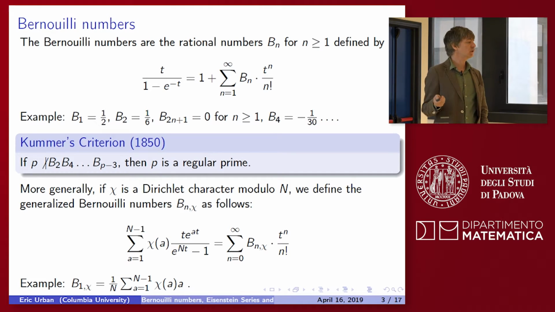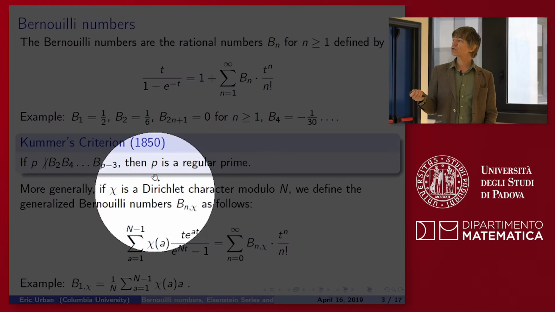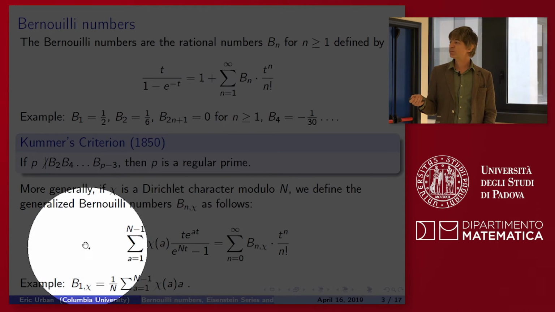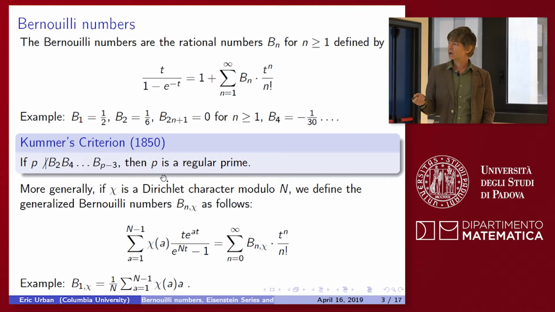It's still unknown if there are infinitely many regular primes. But on the other hand, it's a theorem that there are infinitely many irregular ones. So you can generalize this definition of Bernoulli number in the following way.